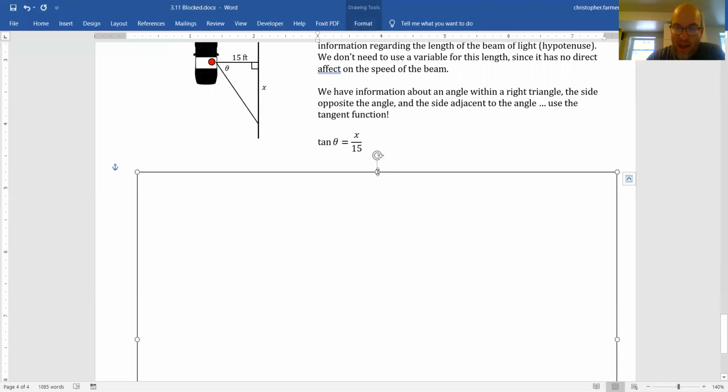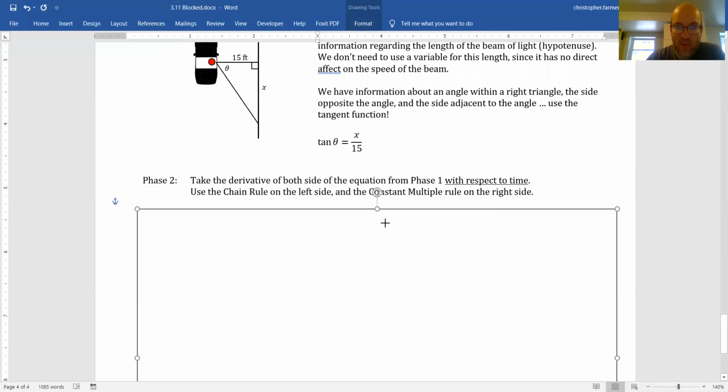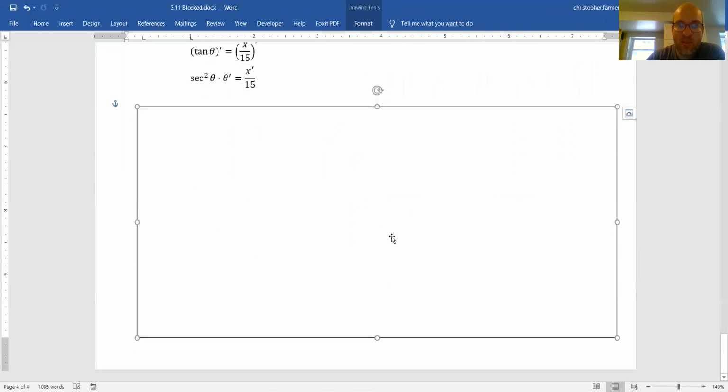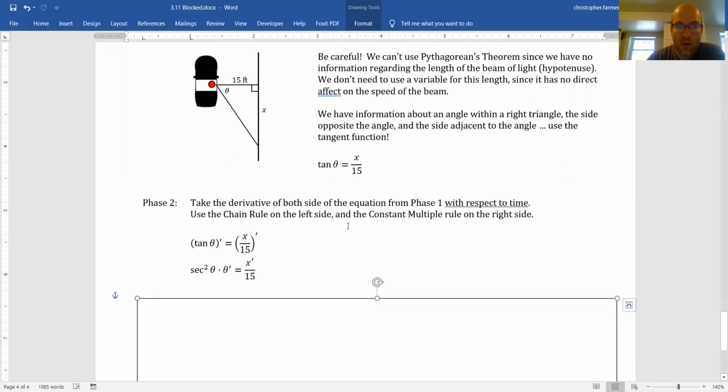The next phase, as we've seen earlier, is just to take the derivative of both sides with respect to time. And again, just make sure that you're using any rule that you need to along the way. So tangent of theta is definitely going to need the chain rule, because we have to take the derivative of the tangent function and the derivative of theta as a function itself. So the derivative of tangent is secant squared. Keep the inner function, but then we also have to multiply by the derivative of that inner function.